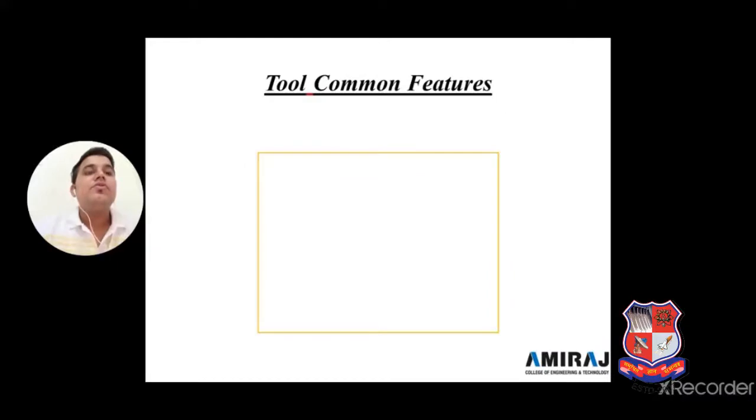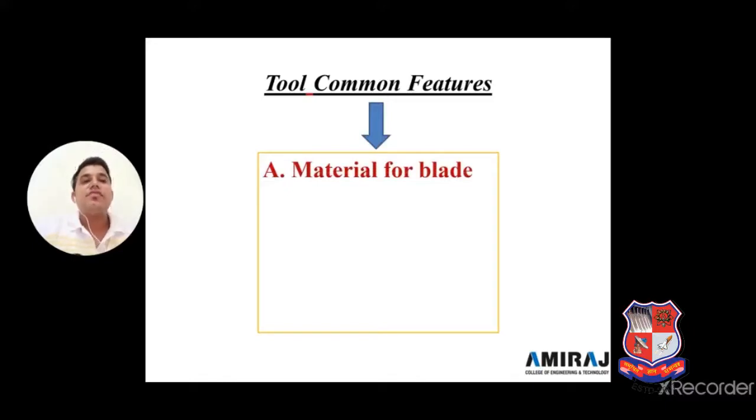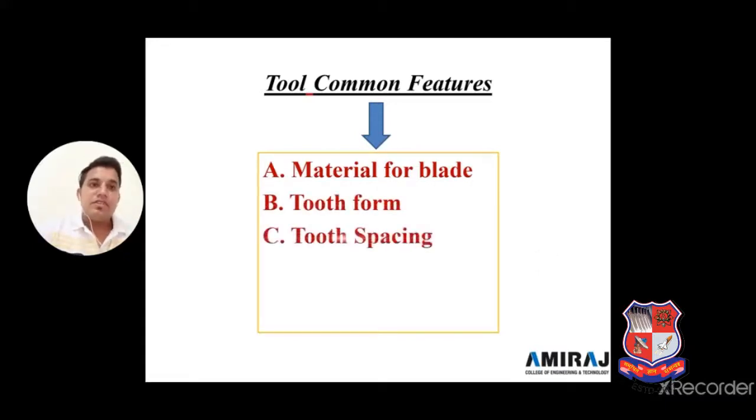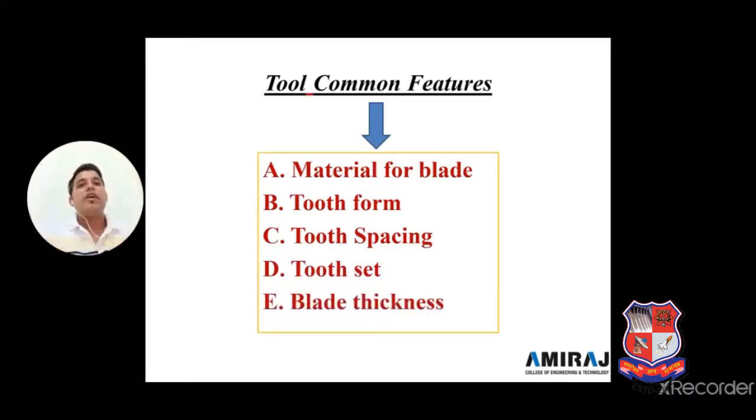Next, tooth common features. So these five are the main common features. First of all, the material for the blades is a very important selection. Second one is the tooth form. Third one is the tooth spacing. Fourth one is the tooth set, and last it is the blade thickness. So all these five parameters we have to observe because these are the very common features.